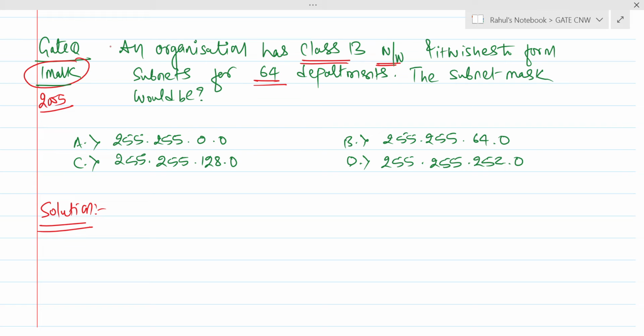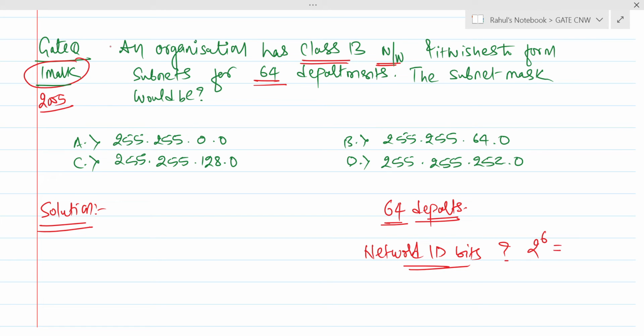The subnet mask would be, so you know that if it wishes to form 64 departments, it means that it wants to divide the complete network into 64 parts. It means that we need network ID bits. And how many network ID bits do we require? 2 to the power 6, that is 64. So we require 6 network ID bits.